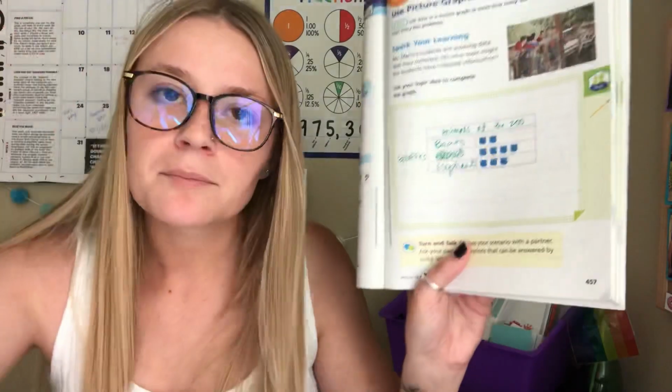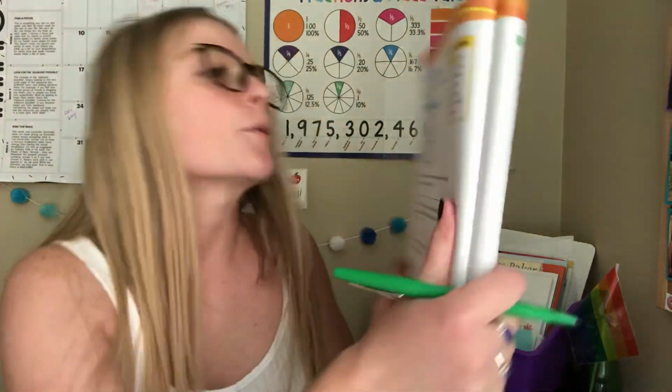Okay, bam, we're done. All right, next page. It says build understanding. Amy records the number of each type of tree she sees. Now this picture graph is a little unique. So let's go over to our connected vocabulary box and see what's happening here.